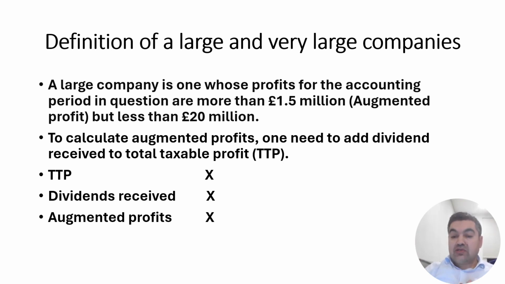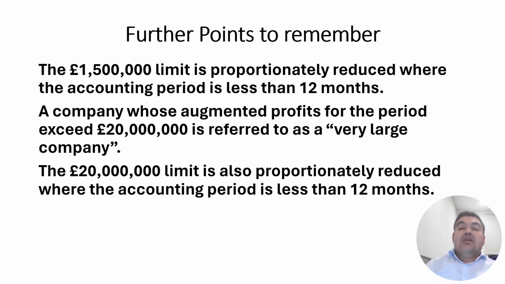This would help you to work out your augmented profit, and then you decide if your company will pay corporation tax via installments. Further points to remember: the 1.5 million limit is proportionately reduced where the company's accounting period is less than 12 months, and the same applies to a very large company with augmented profit exceeding 20 million. So you need to reduce it based on the length of the accounting period.